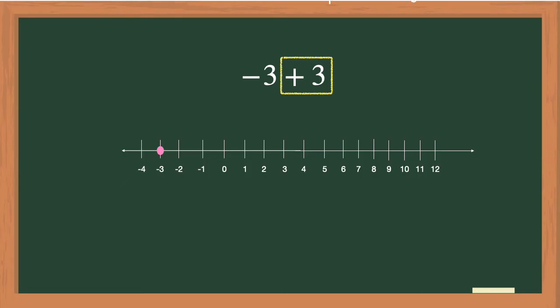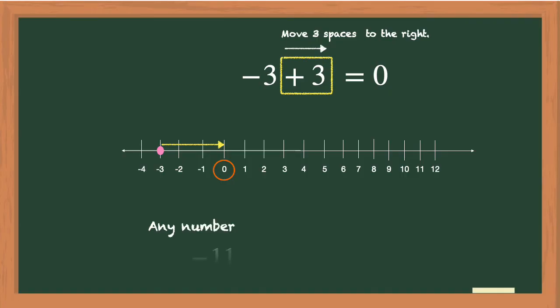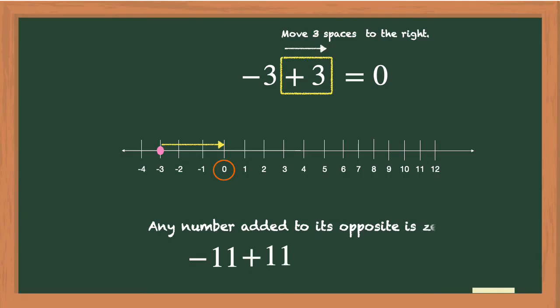So we will need to move 3 spaces to the right of our marker at negative 3. As you can see, we stopped at 0. So the sum of negative 3 plus positive 3 is 0. And this would be true of any pairs of opposite integers, because any number, say like negative 11, added to its opposite, which in this case would be positive 11, is 0.